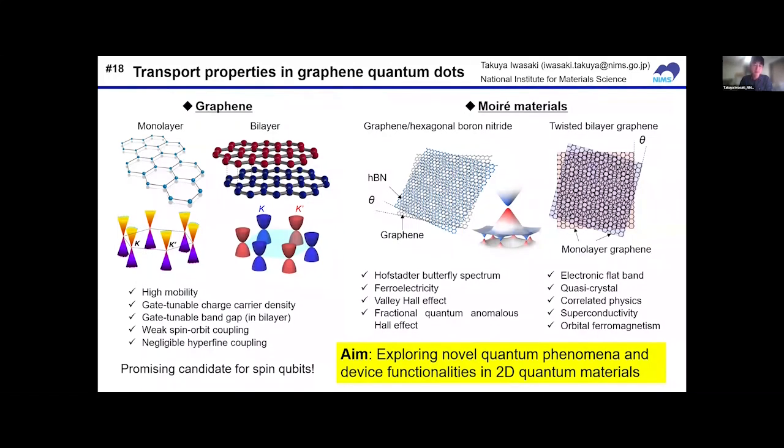Graphene is an atomic layer carbon sheet, and it could be a good candidate for spin qubits due to its spin coherence properties. In addition, a stack of graphene and hexagonal boron nitride, or two monolayer graphene sheets with a certain stacking angle, has a moiré pattern. This so-called moiré material gives rise to intriguing quantum phenomena related to strong electron correlation. We aim to explore novel quantum phenomena and device functionalities in these materials.